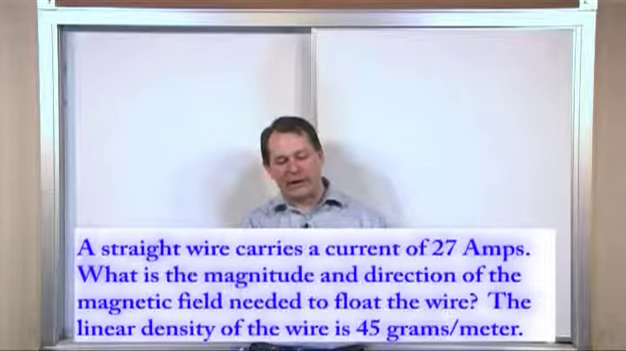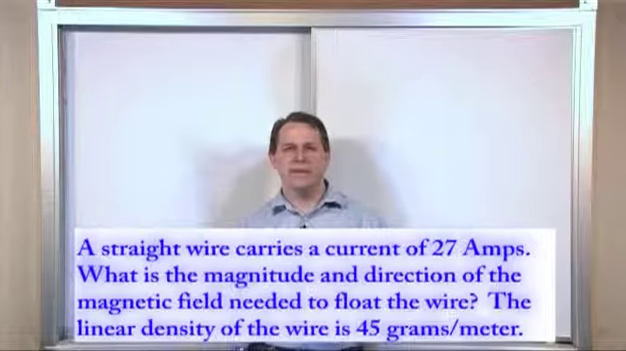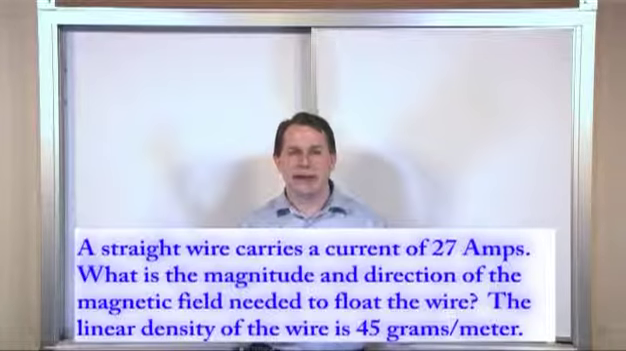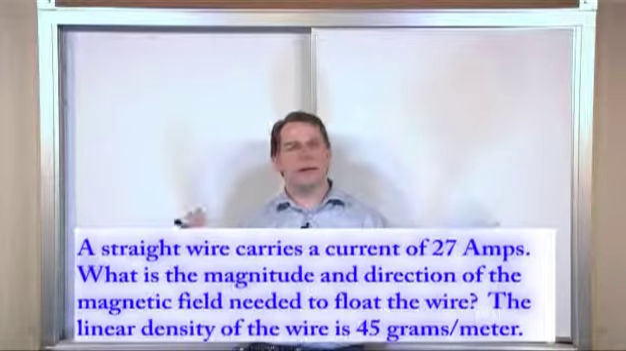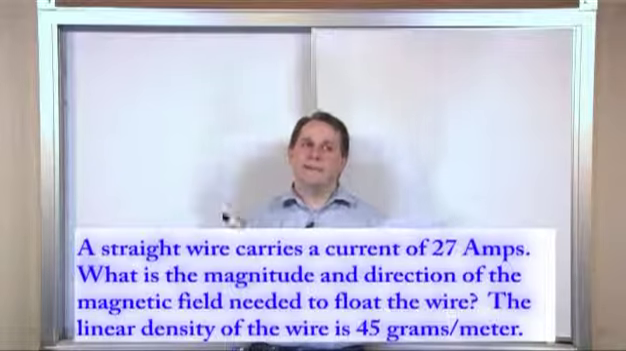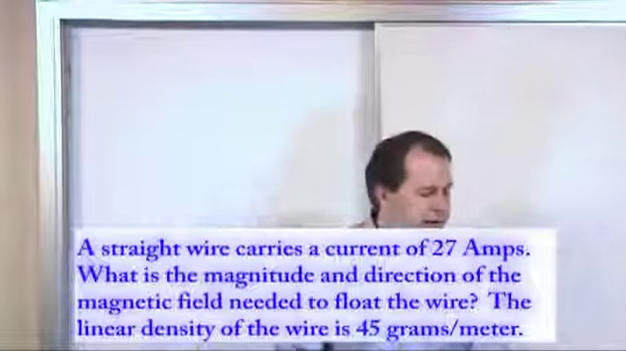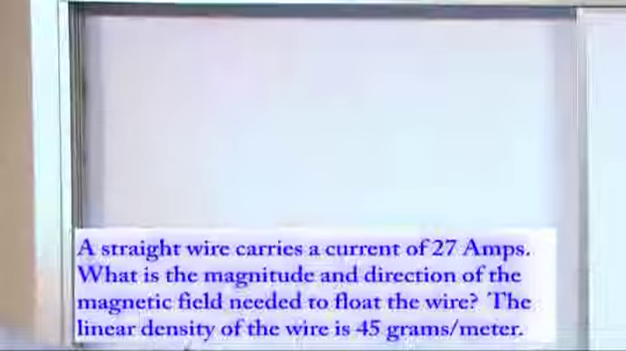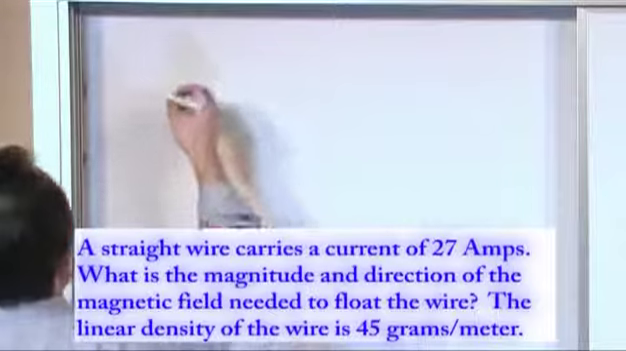Now they're given this weird thing, linear density of wire, 45 grams per meter. I never taught you anything about that, so a lot of times you read it in the book and you're like, boy, I don't understand that. You need to just take it one step at a time. So let's draw a picture and see if we can understand it. You can draw the picture any way you like, but this makes sense to me.